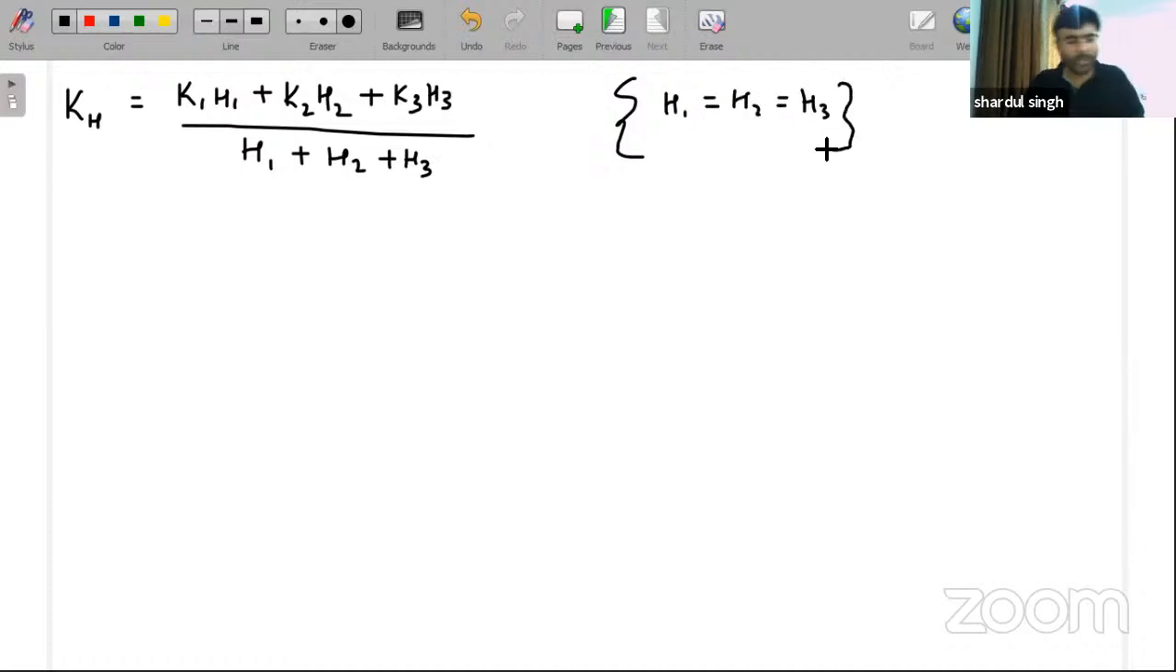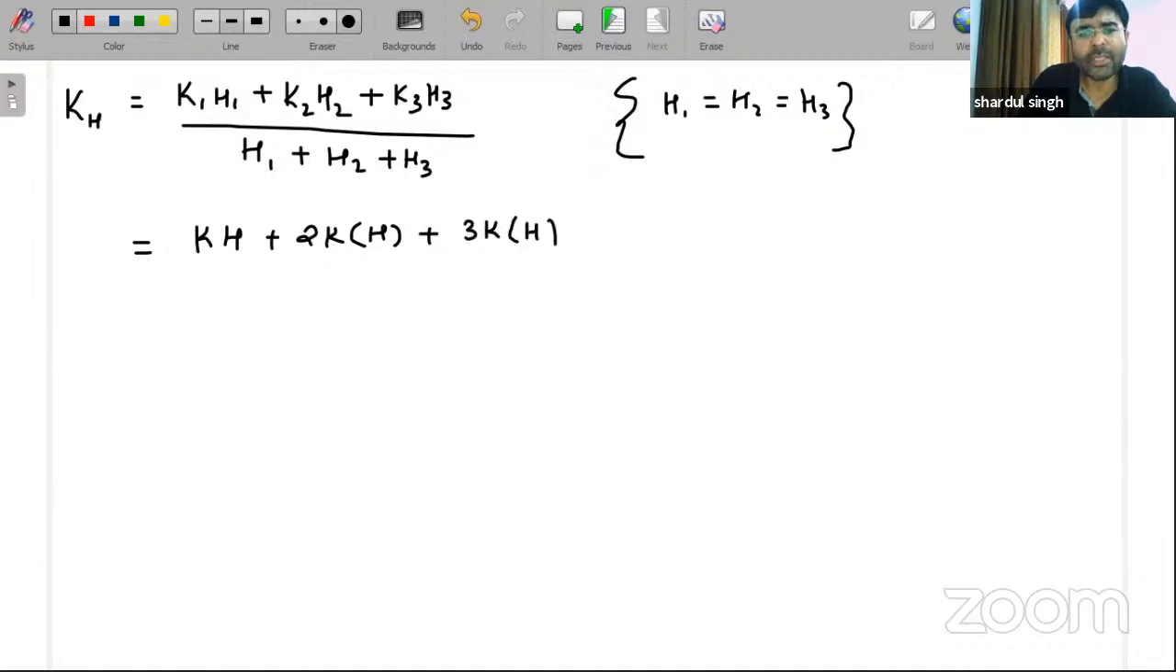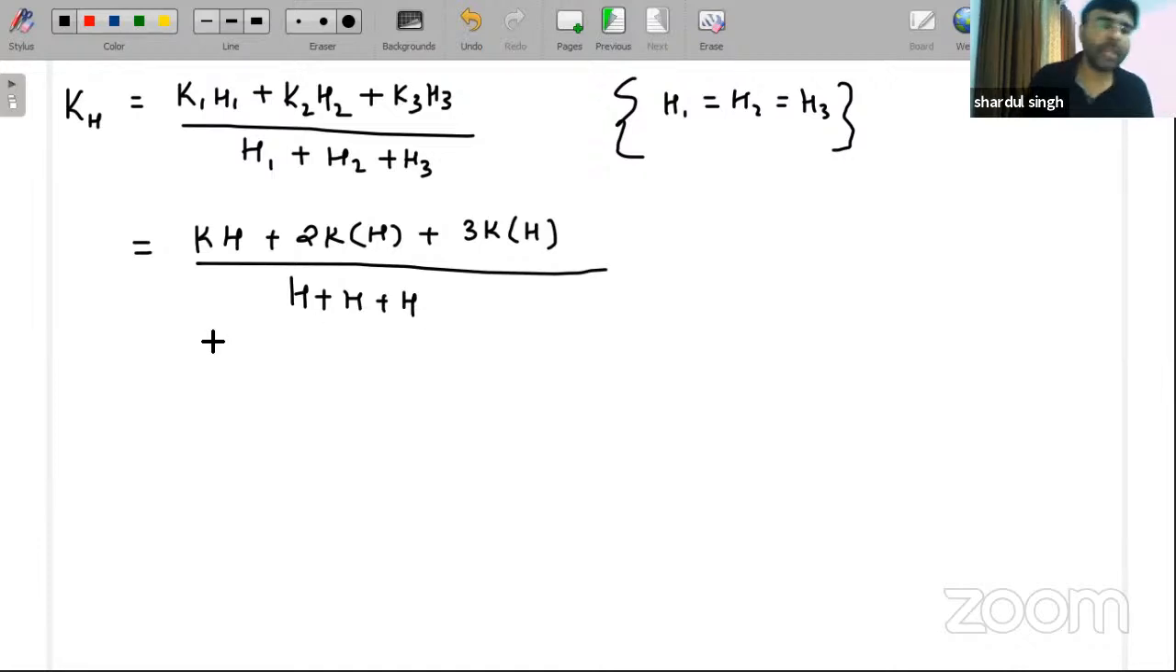It has been given to you in the question itself. So putting the values over here, the value of K1 was K, the value of H1 was H, the value of K2 was 2K, the value of H2 was again H, the value of K3 was 3K, and the value of H3 was again H. So KH is (K1H1 + K2H2 + K3H3) upon (H1 + H2 + H3), because all these three thicknesses were equal. You will be getting 3KH plus 2KH plus KH, that is 3, 5, 6. 6KH upon 3H, you will be getting it as 2K.